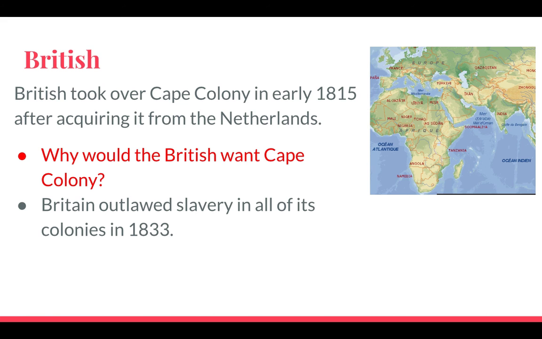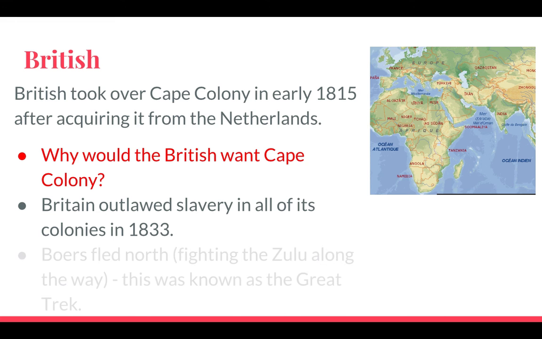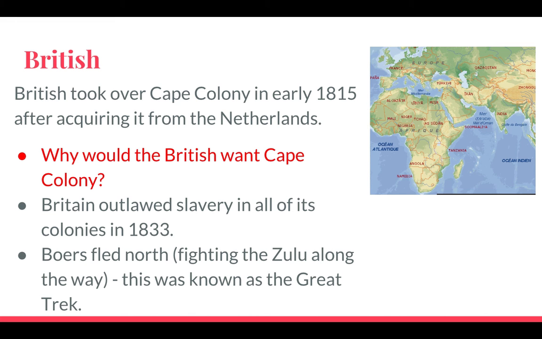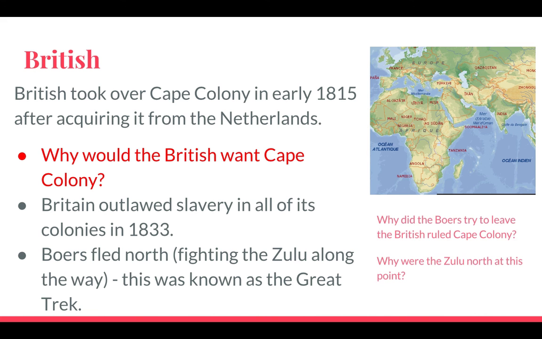Now, this, of course, is not going to sit well with the Afrikaners who were there and who want to continue slavery on their plantations. So the Boers, again, the Afrikaners, end up fleeing their old farms and moving northward. And there are the Zulu who were there, because they tried to get away from the Boers. So now they're fighting each other. And ultimately, this will lead to the Boers establishing their own country.